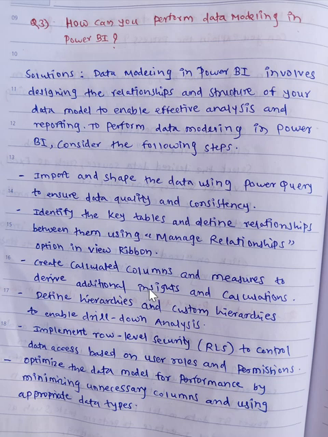And you know that there are different types of relationships in the Power BI data model. First is one to one relationship, one to many relationship, many to one relationship, and many to many relationships. But majorly we avoid many to many relationships, and we use majorly one to many relationships in Power BI data modeling, right?